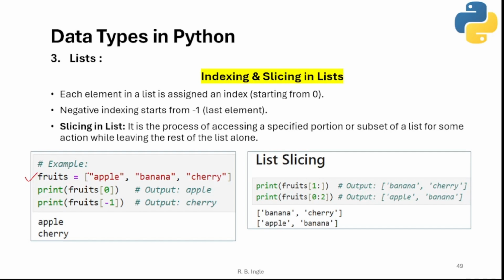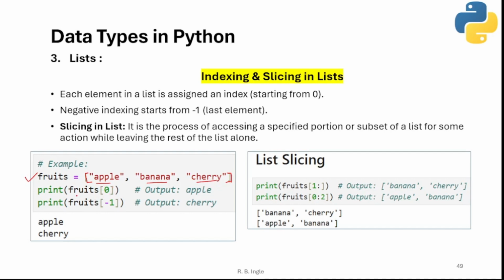Because we can see a square bracket at the start and a square bracket at the end of this data, and we have multiple elements. Apple is the first element, banana is the second element, cherry is the third element. Now to access any particular element, we use the index number. So how to write the index number? We simply write it inside the square bracket.